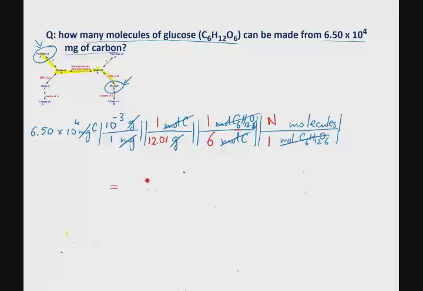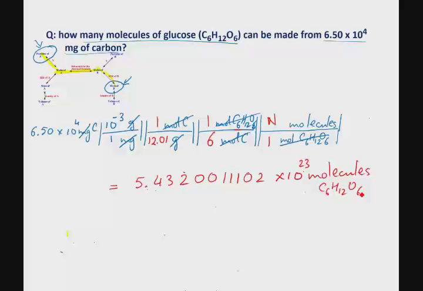The calculator answer comes out to be 5.432001102 times 10 raised to 23 molecules of C6H12O6. This needs to be rounded once again to 3 significant figures based on that number, and therefore the final answer is 5.43 times 10 raised to 23 molecules of glucose.